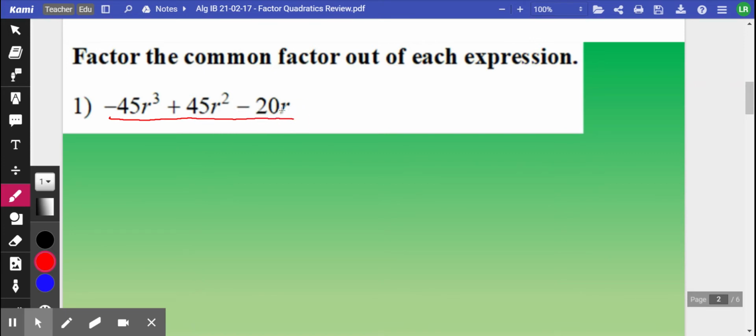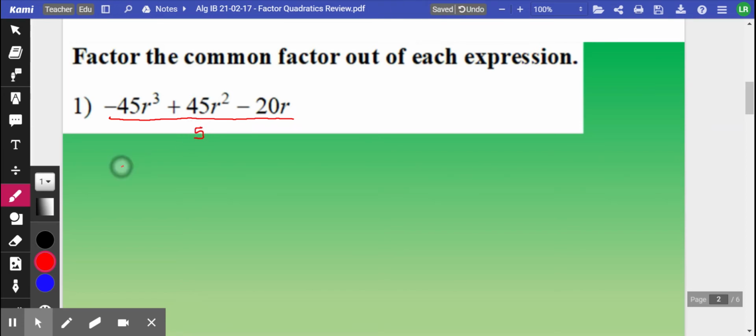So I look at these: 45, 45, 20. 20 is the smallest of them. So I'm thinking of things that I can divide into 20. And there is a little trick here that you can use. If all of the numbers end in a 5 or a 0, that means I can divide by 5. So I'm going to divide them by 5 to start.